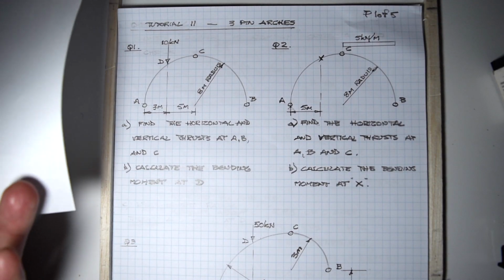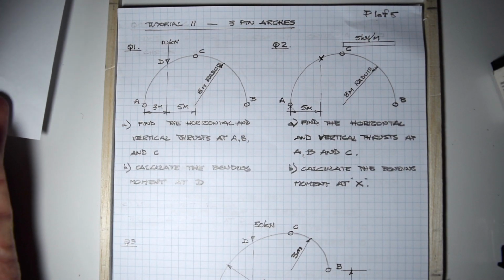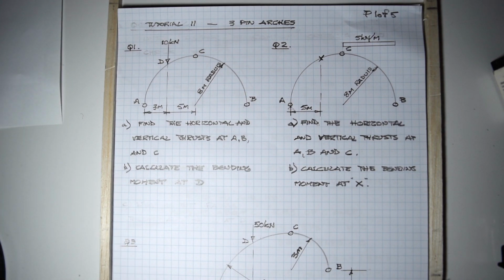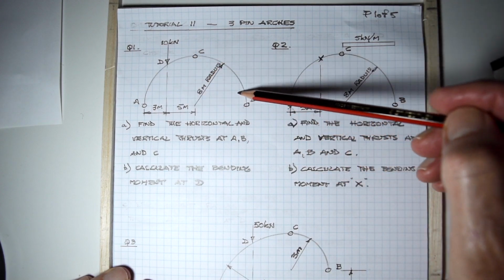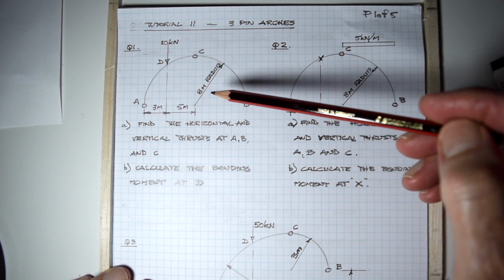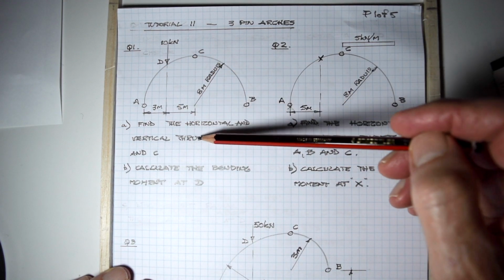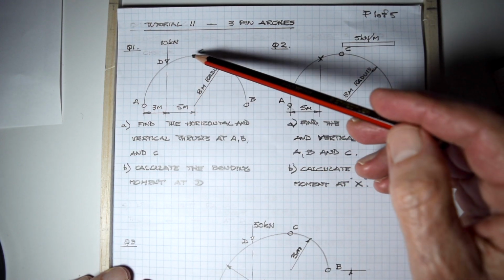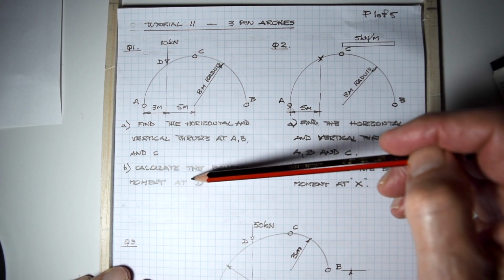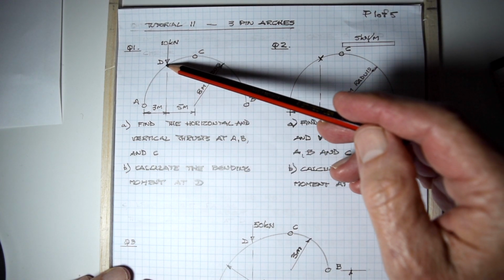Right, so we'll now move on to the tutorials regarding arches. Tutorial number 11 regarding arches. And I've given you 3 questions to do, yeah? This is a pretty straightforward one, similar to the one we did at the beginning. Find the horizontal and vertical thrusts at A and B and C, and calculate the bending moment at D.